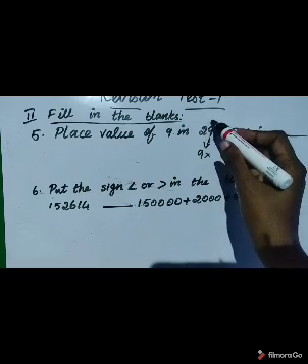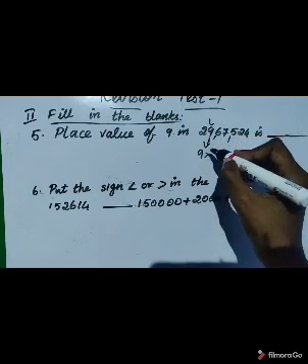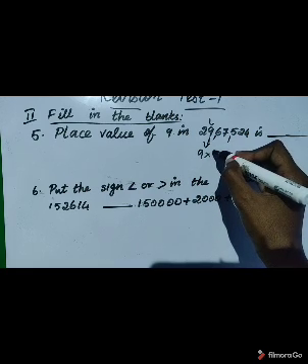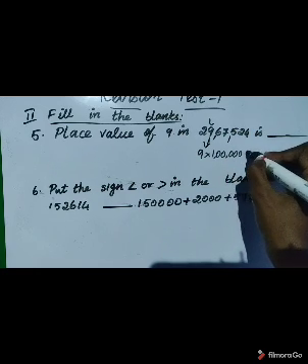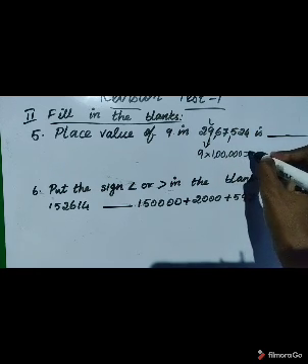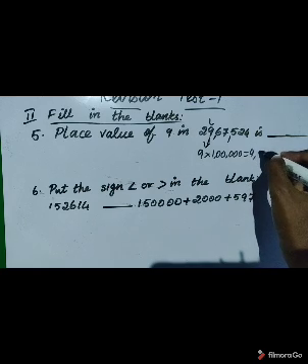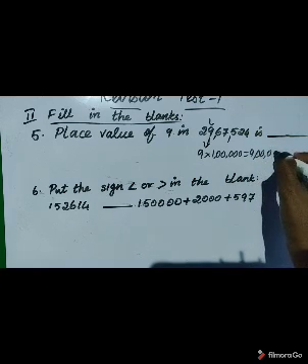I want to tell, some of you are just writing the lakh. Lakh is the place, it is not a place value. Place value you have to multiply by the number. Many of you have written lakh, it is a wrong answer. Next one, put the sign greater than or less than in the blank.